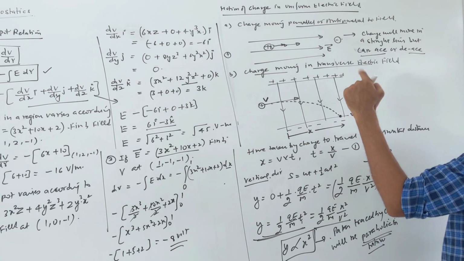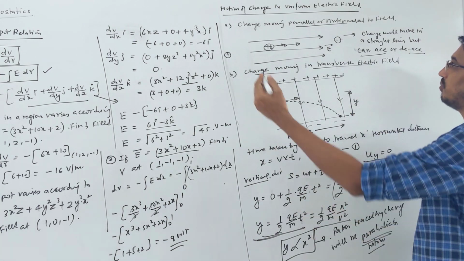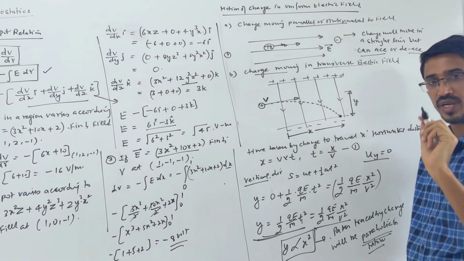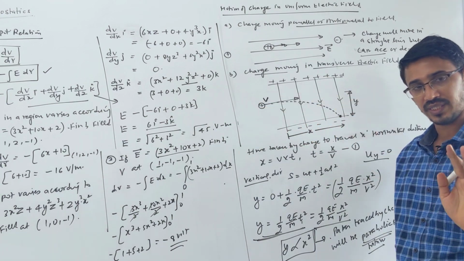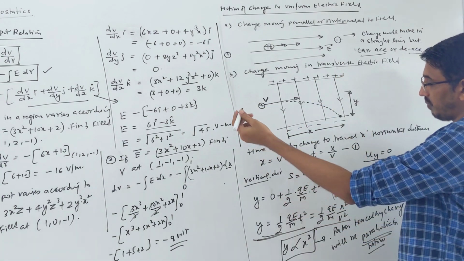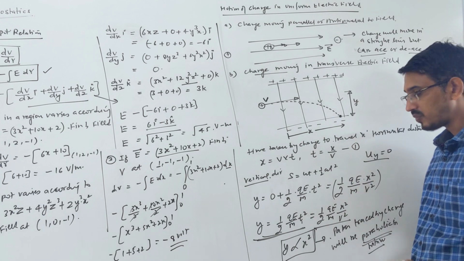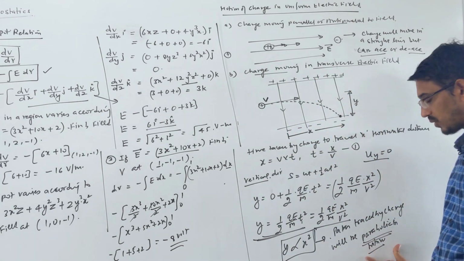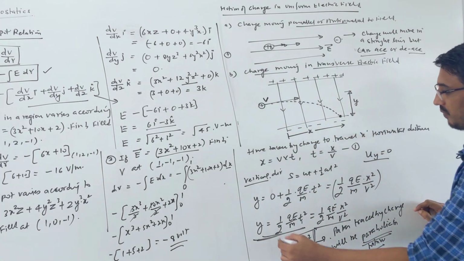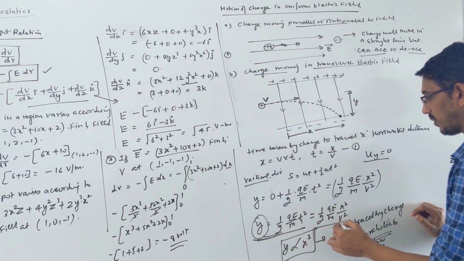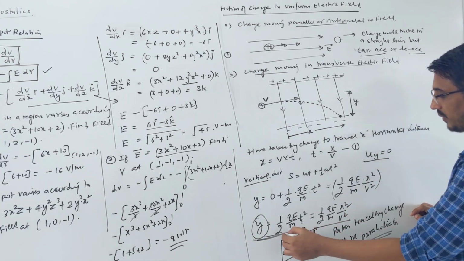So this was how a charge moves in a uniform electric field. Moving parallel or anti-parallel, it moves in a straight line only, but its velocity can increase or decrease; it can accelerate or decelerate. Moving perpendicular, it will deflect and follow a path which is called a parabolic path. And the amount of deflection for the given time or given horizontal distance, you can find from here.